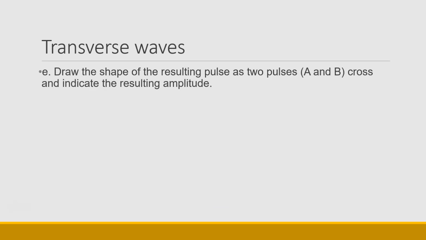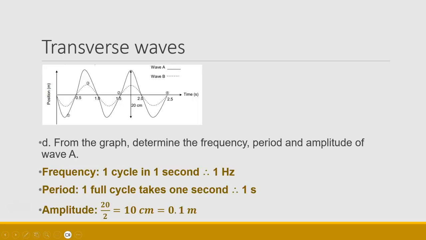Draw the shape of the resulting pulse as the two pulses A and B cross and indicate the resulting amplitude. Now, let's recall that the amplitude of wave A is 10 centimeters and the amplitude of wave B is half of 10 centimeters, so it's 5 centimeters. So when these two waves cross each other, the resulting amplitude is going to be 15 centimeters.